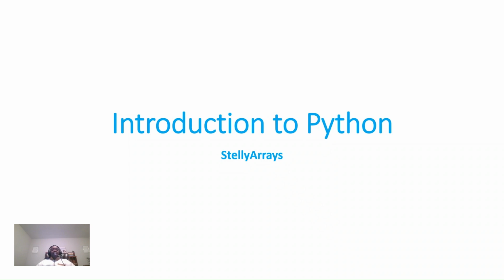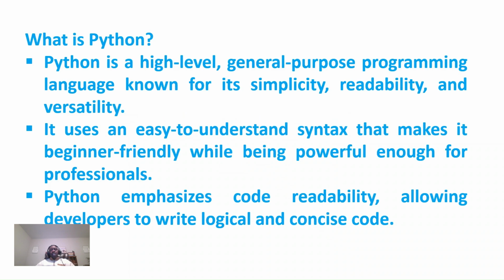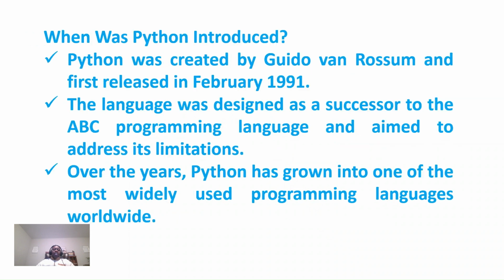All right, what is Python? Python is a very high-level programming language that is general purpose and is known for its simplicity, readability, and versatility. It uses an easy-to-understand syntax that makes it beginner-friendly, while it is also very powerful in professional settings. It emphasizes code readability. It's easy to read, more or less like basic English. It allows developers to write logical and concise code.